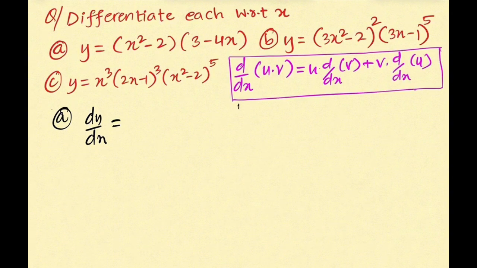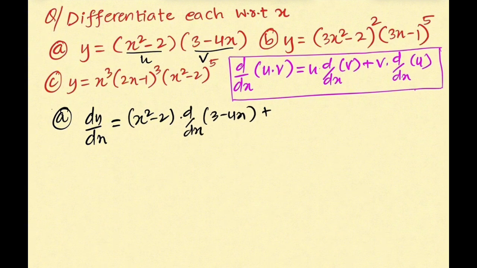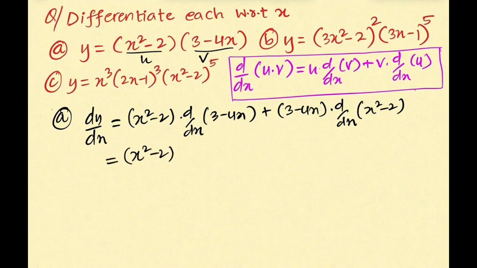So let's differentiate using this rule. Let this factor be u and let this factor be v. Now follow the rule and differentiate, so that will be u, that is x minus 2, times the differentiation of v, that is 3 minus 4x, plus v times the differentiation of u, that is x square minus 2. And this is equal to x square minus 2 times the differentiation of 3 minus 4x, which means minus 4, plus 3 minus 4x times the differentiation of x square minus 2, which means 2x.